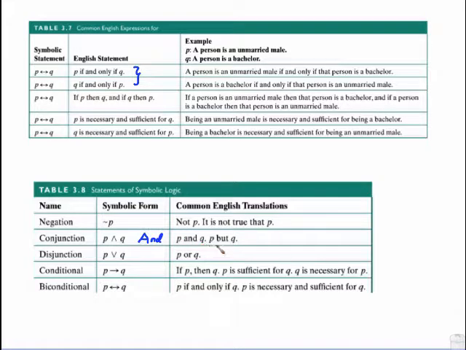P and Q, remember instead of saying "and," we could say "but," we could say "yet," we could say "nevertheless." The disjunction is the "or," P or Q. The conditional has one arrow, and it's "if P," because that came first, "then Q." The other way to put it is P is sufficient for Q, or the other way, Q is necessary for P. The biconditional is the "if and only if," P if and only if Q. P is necessary and sufficient for Q.